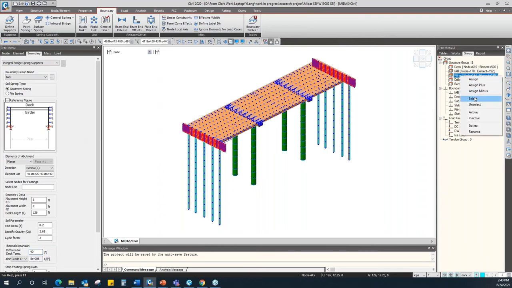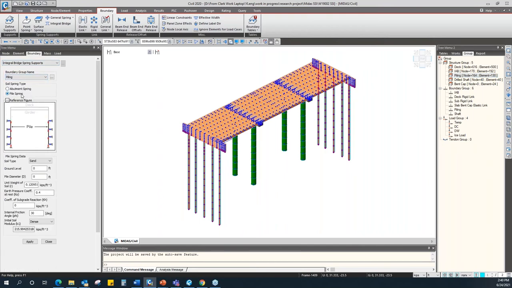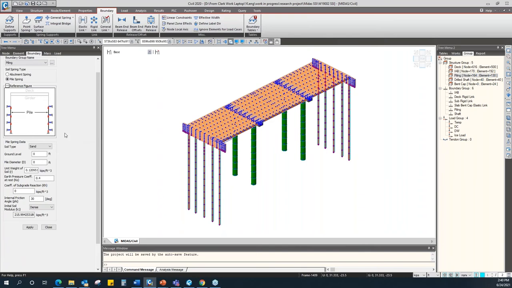So for the piles, for the steel pile, I also use the integral bridge spring supports, and choose a pile spring. Here you need to define the soil type, the ground level, the pile diameter, and the unit weight of the soil, the earth pressure coefficient at rest K0, the coefficient of subgrade reaction, the friction angle, and also the initial soil modulus, that is either loose, medium, or dense. So where did I get these numbers?